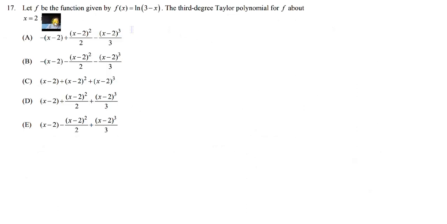Welcome friends, in this one, let f be the function given by f of x equals ln of 3 minus x. The third degree Taylor polynomial for f about x equals 2 is the following. Okay, I'm moving myself this way because I use it as a focus point when I read. So, let's answer this question. This is from the 1997 AP Calculus BC test, multiple choice section.